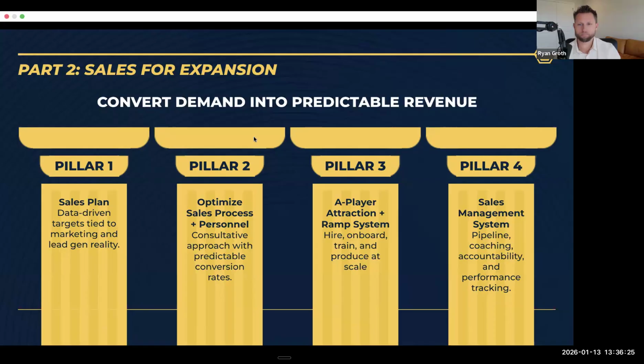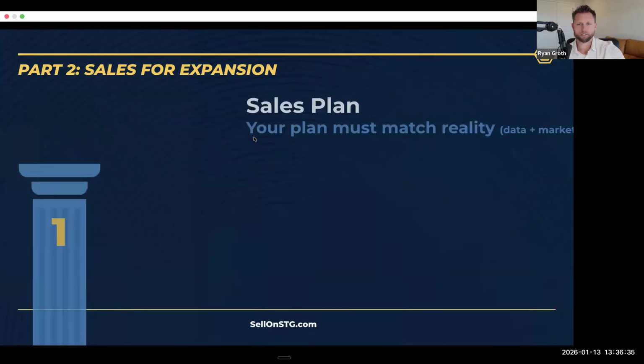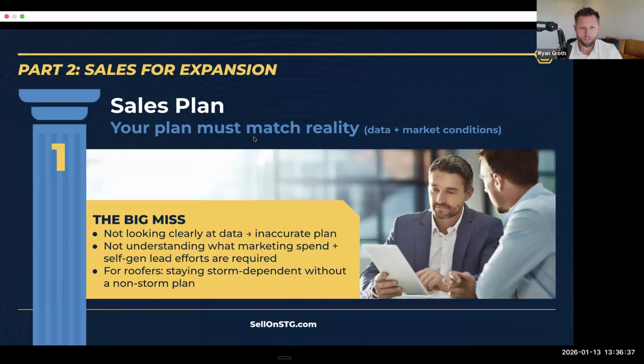You'll hit a constraint. Pillar number four, sales management system. So, how do you actually look at pipeline? How do you coach? What's accountability look like? How are we tracking performance against goal on a regular basis? So, those are the four pillars. So, we're going to jump right into the sales plan.